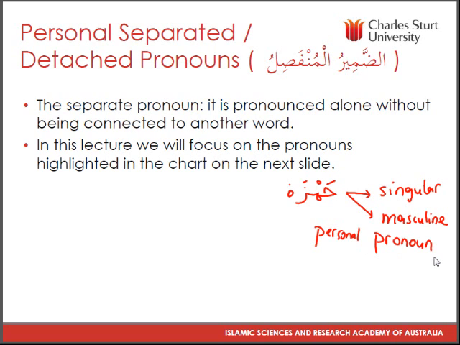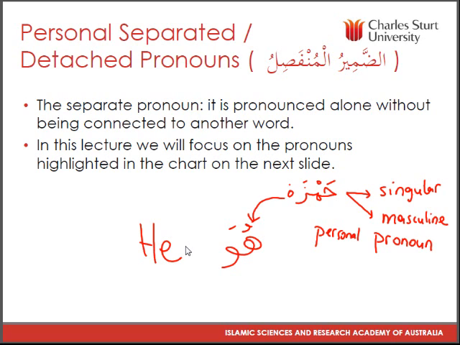There are two different types of pronouns in Arabic. We will talk about the separated one, which should be written and pronounced separately. So for this one, for Hamza, the singular masculine personal pronoun is what? Huwa, which is he.